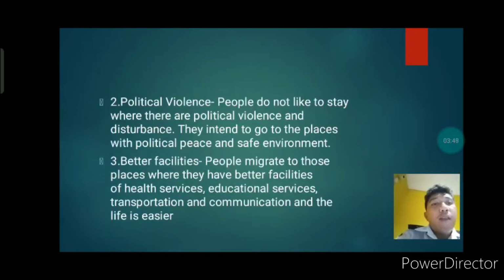2. Political violence. People do not like to stay where there are political violence and disturbance. They intend to go to a place with political peace and a safe environment. 3. Better facilities. People migrate to those places where they have better health services, educational services, transportation, and communication, and the life is easier.